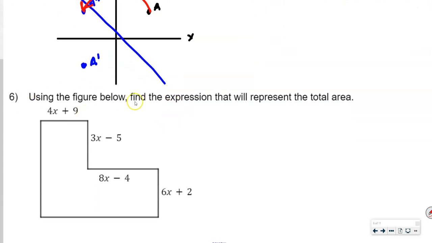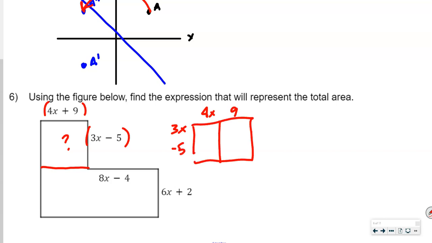So, number 6 says, using the figure below, find the expression that will find the total area. Okay, so what we're going to do is we're going to find this top one first. To do that, we're going to multiply. Remember, area is base times height, right? So we're going to do the box method here. So I'm going to do 4x and 9, and I'm going to do 3x and minus 5, and I'm going to find the area of this top one, okay?